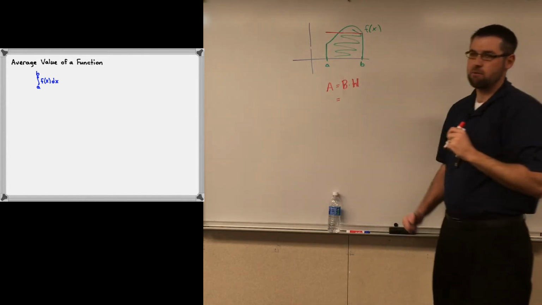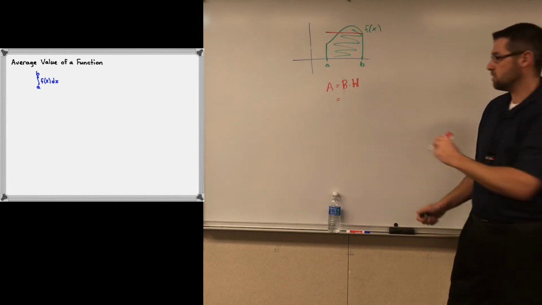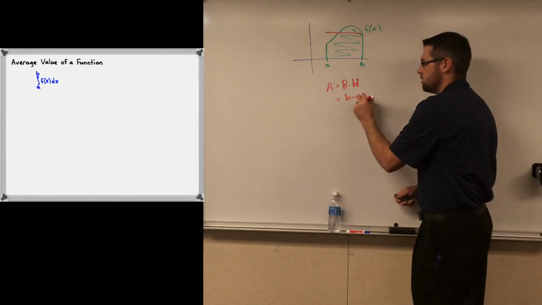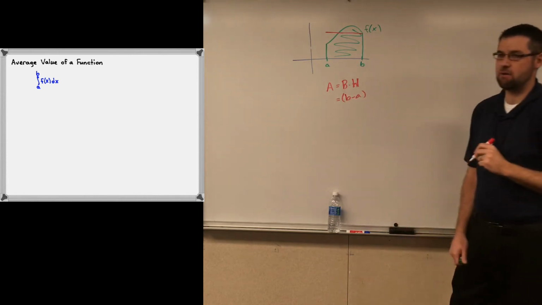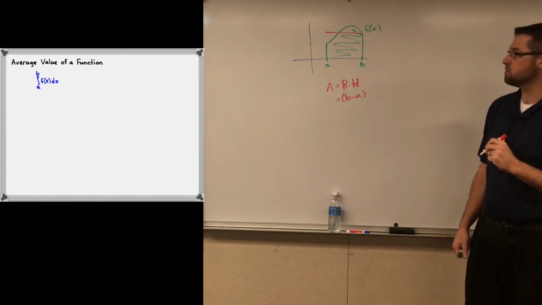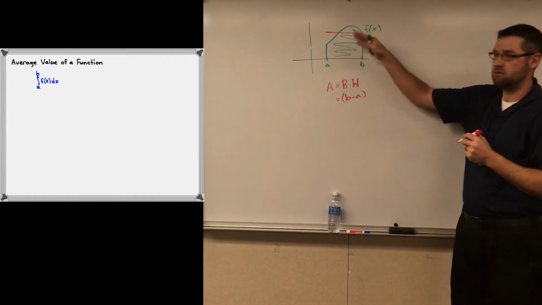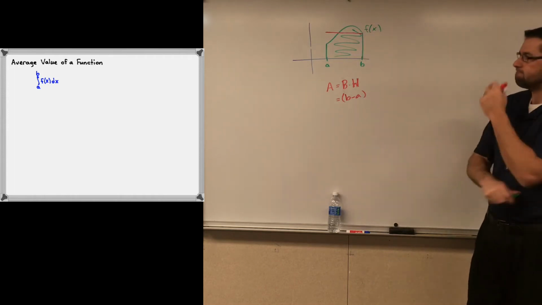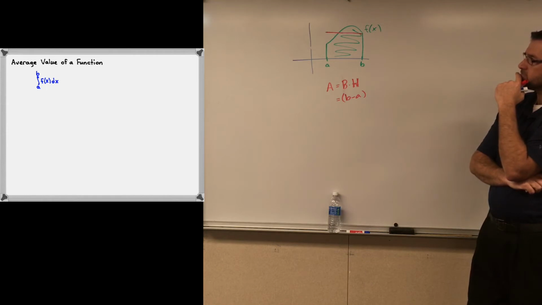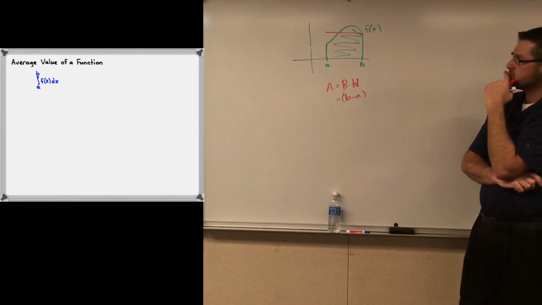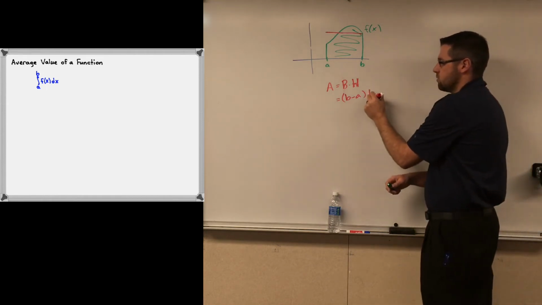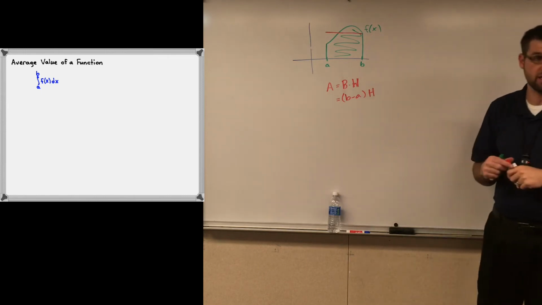What is the base of that rectangle going to be? B minus A. Okay. And what is the height of that rectangle going to be? Well, it might be that point. It might not be. We don't know. It's going to be whatever the function is, right? Whatever the height is. We'll call it h. Okay, we don't know that yet.